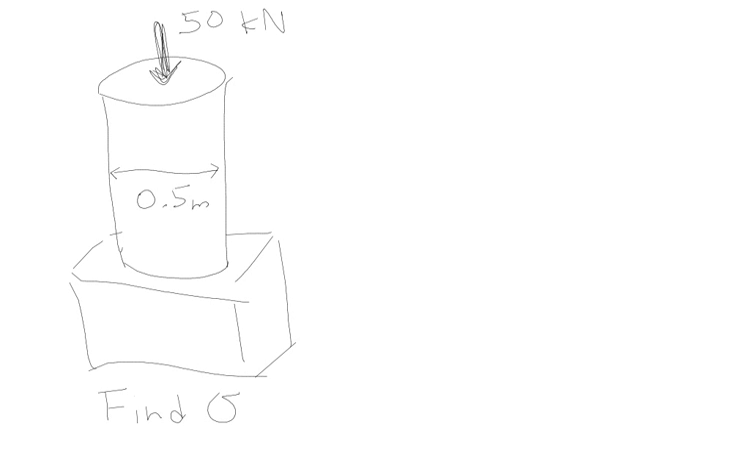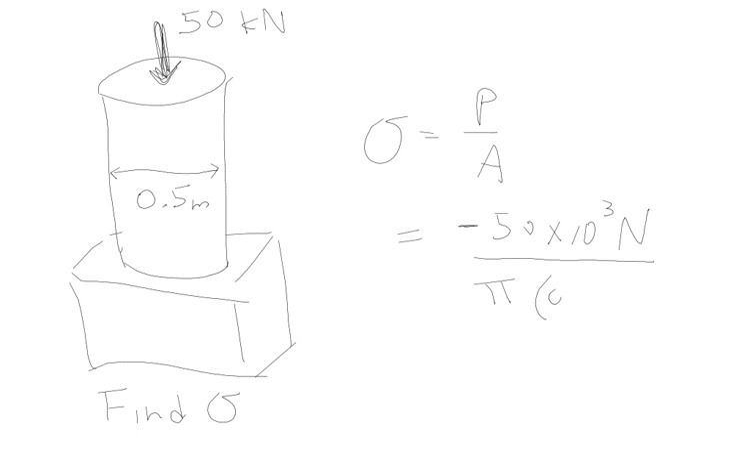That's the simplest type of problem that you can encounter, right? And how would you solve this? You say sigma is equal to P over A, right? You know that this is compressive, right? So this is going to be a negative 50 times 10 to the third newtons divided by pi times radius, which is 0.25 meters, squared, okay? So you work that out and you get a stress value, right? That would be an analysis problem.